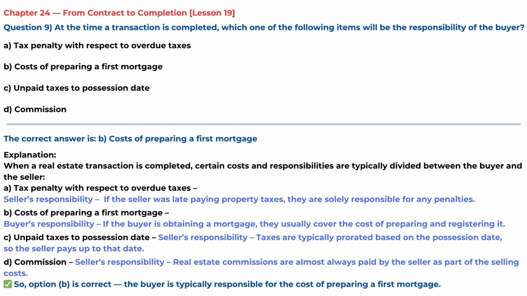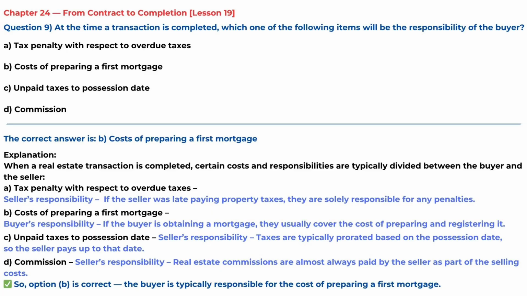Question 9. At the time a transaction is completed, which one of the following items will be the responsibility of the buyer? The correct answer is B. Costs of preparing a first mortgage. Explanation. When a real estate transaction is completed, certain costs and responsibilities are typically divided between the buyer and the seller. A. Tax penalty with respect to overdue taxes. Seller's responsibility. If the seller was late paying property taxes, they are solely responsible for any penalties.